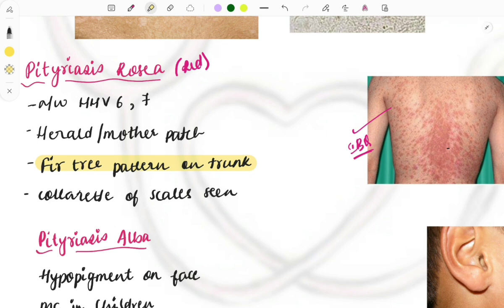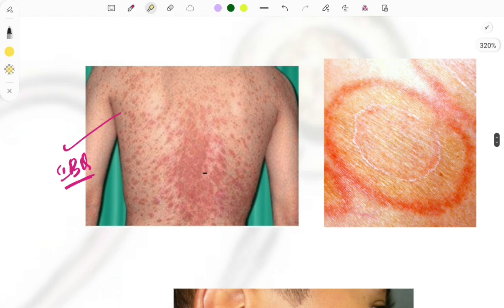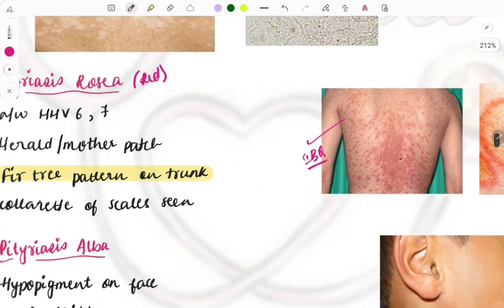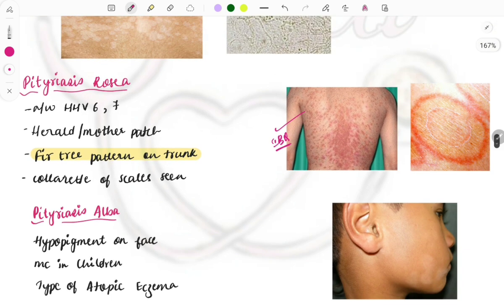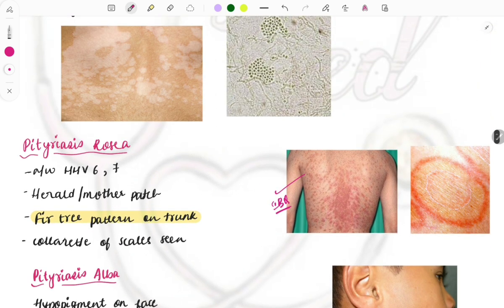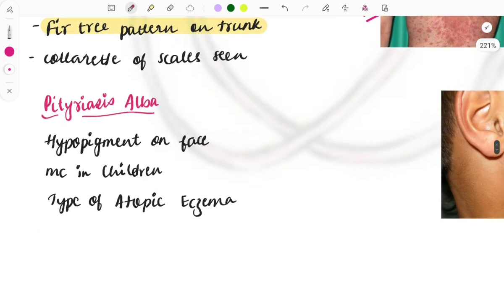Okay, then in this pityriasis rosea, you can see collarette of scales seen. So this is the collarette of the scales. You can see here that a circle collarette like thing of the scales is seen, and classically seen with this pityriasis rosea. Okay, तो easy है. रोजिया से रेड कलर याद कर लेना कि रेड कलर के ऐसे lesions दिखेंगे, and appearance called as a fir tree pattern on the trunk, and the causative organism is the HHV6 and 7.